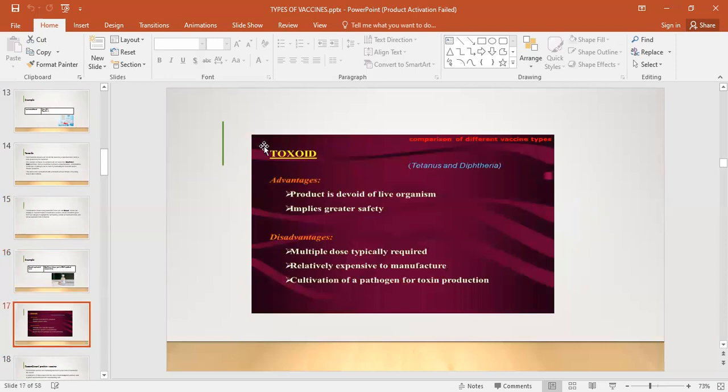There are some advantages and disadvantages of toxoids. The product is devoid of live organisms, which implies greater safety. However, multiple doses are typically required, and it is relatively expensive in manufacturing and in cultivating a pathogen for toxin production.